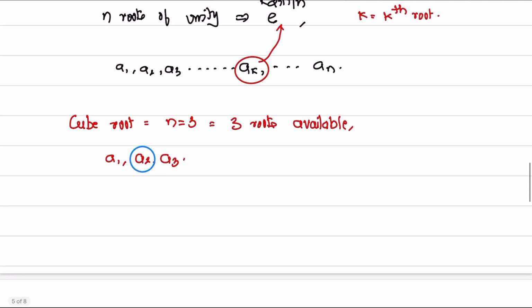But I want only A2. Then in that case what do I have to do? A2 is equal to e to the power of 2 pi I into k by n, where n is 3. Here A2 is required, which means k is equal to 2. So e to the power of 2 pi I into 2 divided by 3, that means e to the power of 4 pi I by 3.